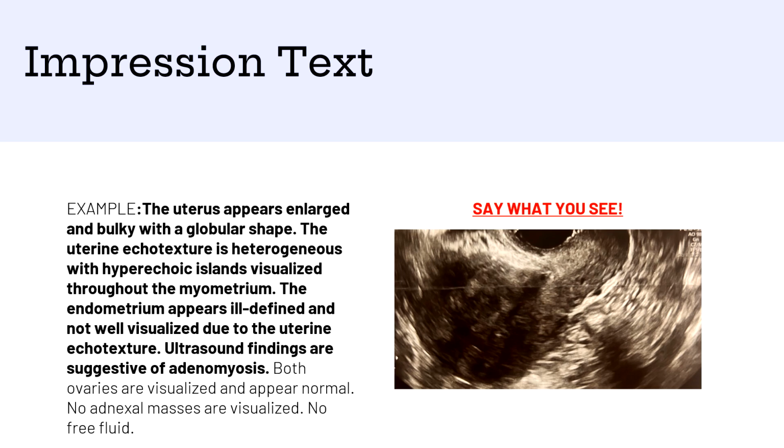The uterus appears enlarged and bulky with a globular shape. The uterine ecotexture is heterogeneous with hyperechoic islands visualized throughout the myometrium. The endometrium appears ill-defined and not well visualized due to the uterine ecotexture. Ultrasound findings are suggestive of adenomyosis. And then you obviously comment on the rest of the report.